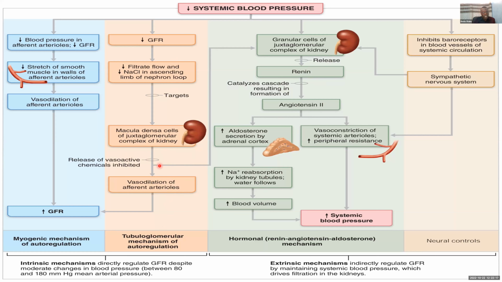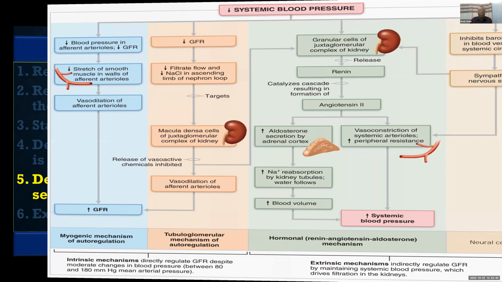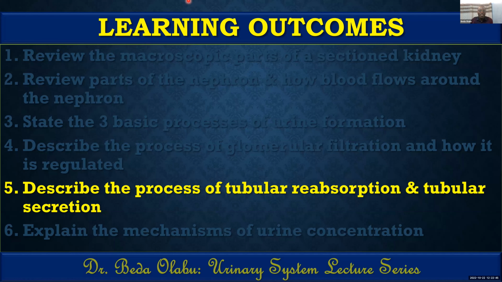But also, there'll be chemical mediators being released to the afferent arteriole that cause vasodilation that eventually also help to increase GFR. So those are mechanisms that help to regulate renal blood flow and glomerular filtration rate despite changes in the systemic blood pressure. Great, so that is glomerular filtration and mechanisms of its regulation.